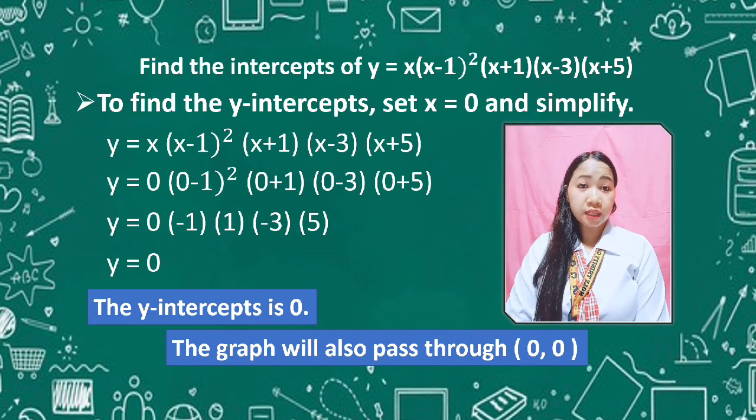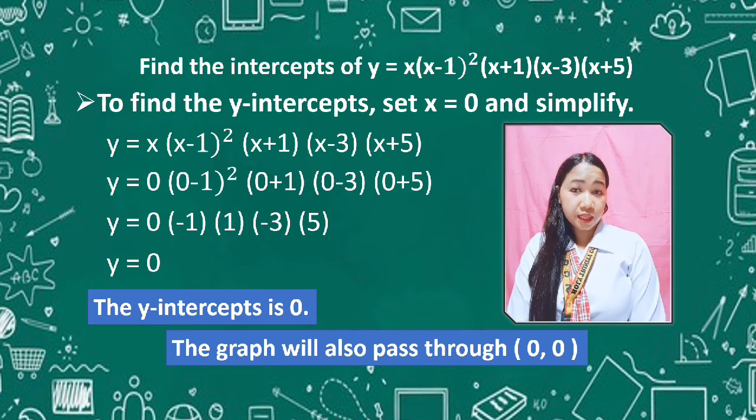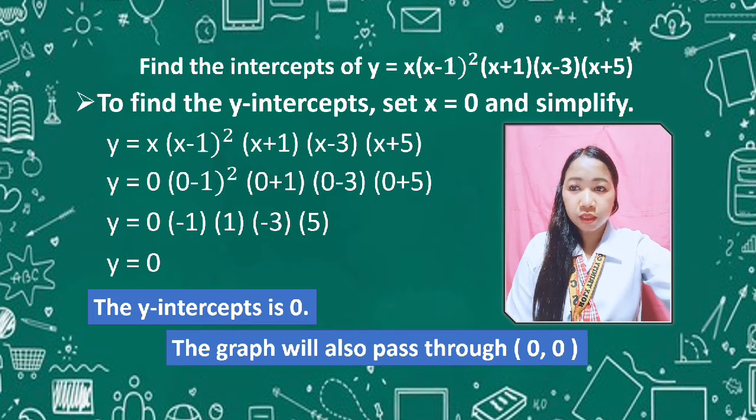0 plus 1 equals 1. 0 minus 3 equals negative 3. 0 plus 5 equals 5. So, we have 0 times 1 times 1 times negative 3 times 5. The answer is 0. Therefore, the y-intercept is 0. This means the graph will also pass through 0, 0.